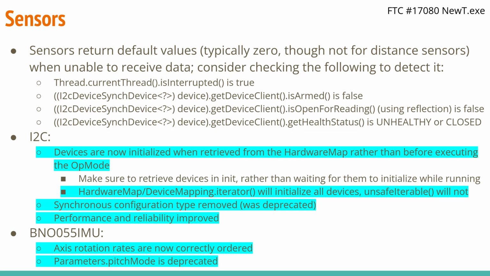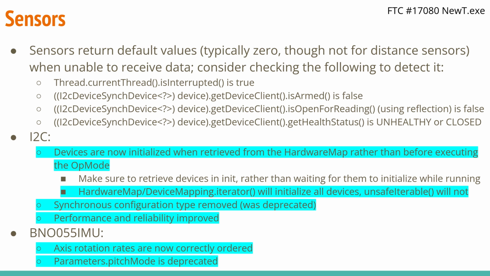Sensors. One thing to note is that sensors return default values, which are usually 0, but for distance sensors, because of the math they apply to the data, it's not 0 but some other fixed value, depending on the mode. There are some things you can do to check it, but it's complicated and slow. So make sure it actually is a big deal before you try to check it.